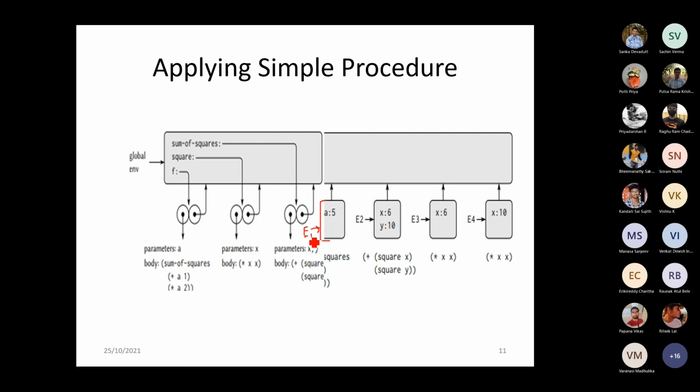So we have the definition of the procedure. After that, we have the procedure call happening, f of 5. So E1, from there, sum of squares is getting called. So another frame E2. From there, square of 6 is happening. So another environment E3. From there, square of 10 is happening. So another environment E4. And all the four would be pointing to the global environment.